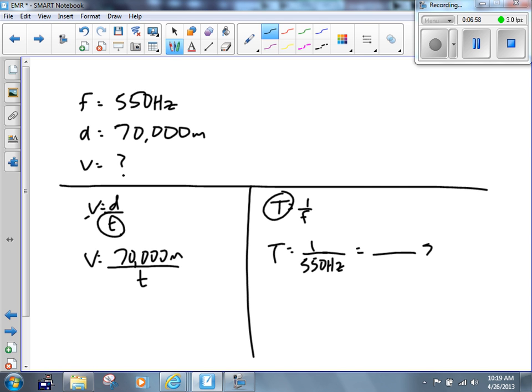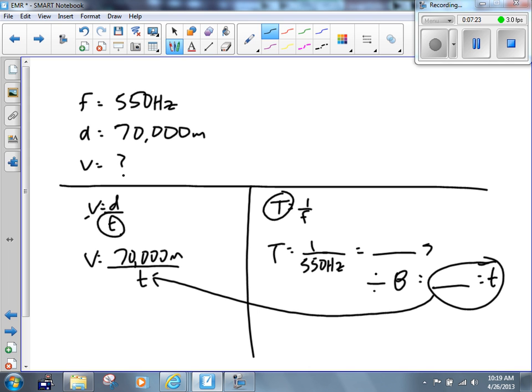But remember what I said. That's not the time we want. If we get big T, then we want little t. How am I going to get the time for 1/8 of a revolution if I already have the time for one revolution? Divide it by 8. We divide it by 8 to get the time for 1/8 of a revolution, which we turn around and plug back into here to solve for speed.